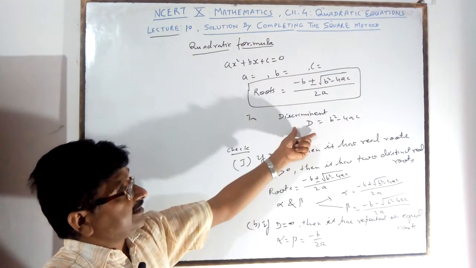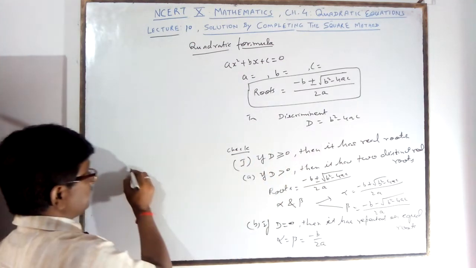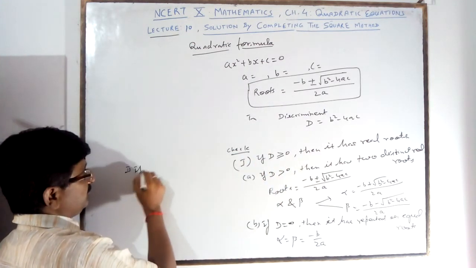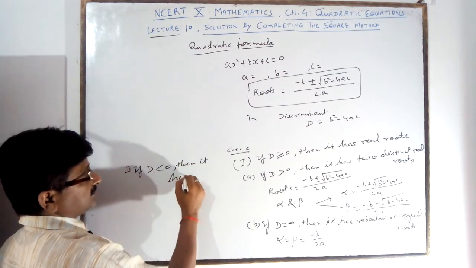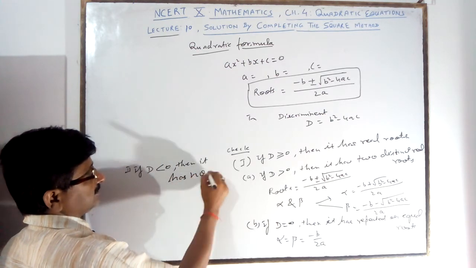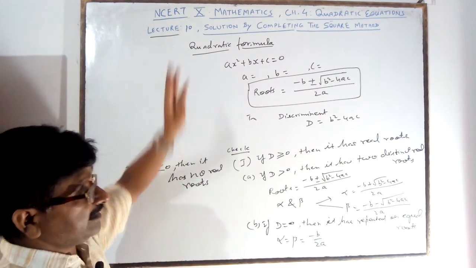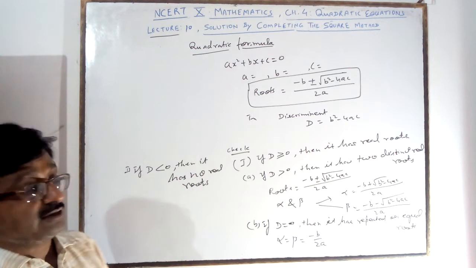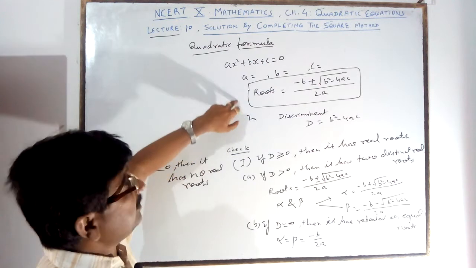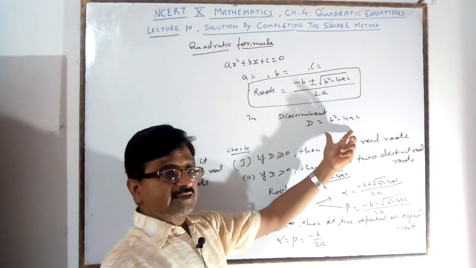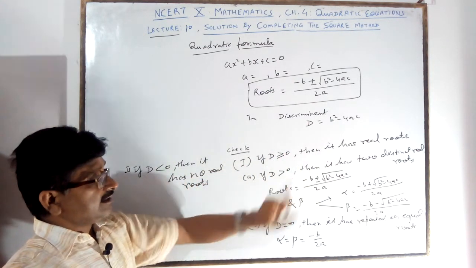Very simply, the discriminant is this. What is the third case? If D is less than 0, meaning negative, then it has no real roots, and your solution is over. Like in the previous examples I told you, when you got a minus sign, it has no real roots. So, three things: the standard equation, the quadratic formula based on constants, and you calculate the discriminant, which gives you the first part if D is greater than or equal to 0.